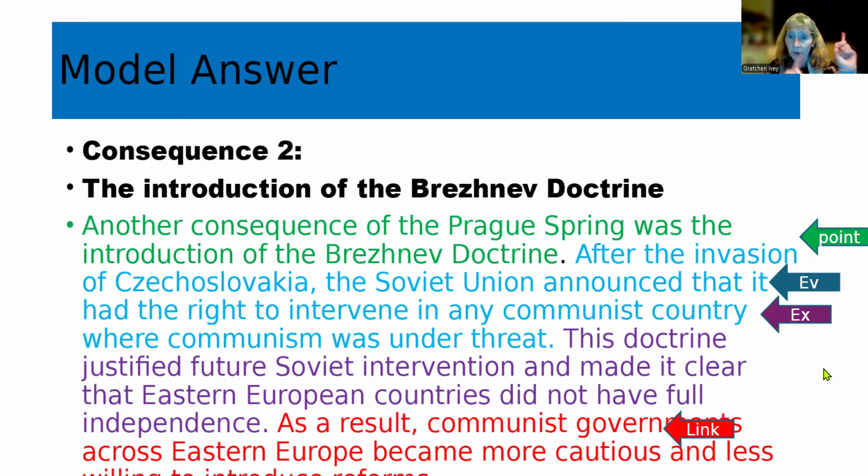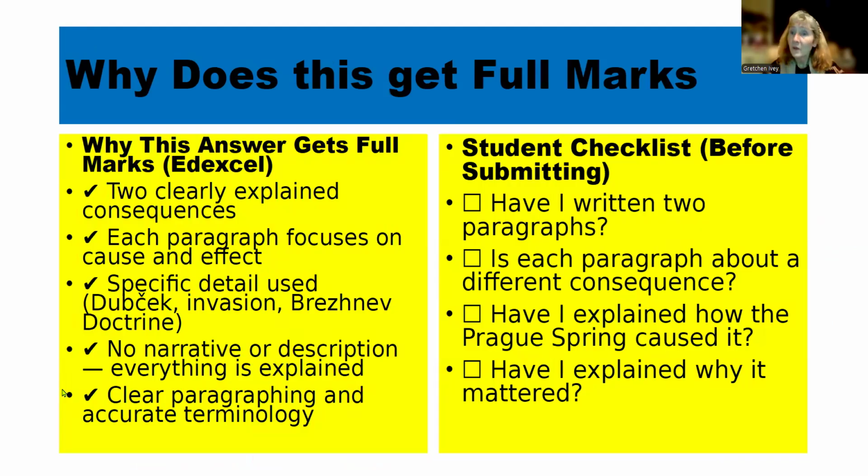Explanation. What happened as a result of this? This doctrine justified future Soviet intervention and made it clear that Eastern European countries did not have full independence. You could just as easily put 'as a result' in there if you want to really think of a good linking phrase. And then, again, at the end, as a result, communist governments across Eastern Europe became more cautious and less willing to introduce reforms. So this links it back to the beginning. It's an overall impact. Okay, so that would get full marks, or probably at least 7 out of 8.